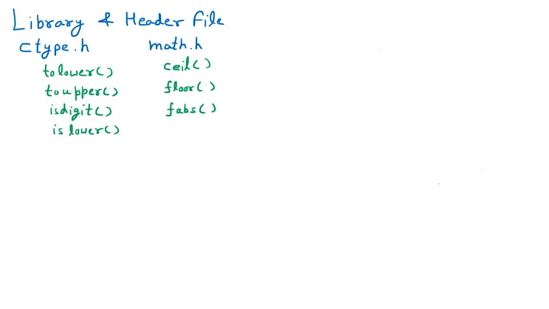So in the library and header files, we have discussed two header files till now. One is ctype.h, which is going to work with the character values, and we are having various functions like tolower, toupper, isdigit and islower. And then we have discussed the math.h, in which we have discussed the ceiling function, floor function, and the absolute function. Now we are discussing the next header file, and that is stdio.h.